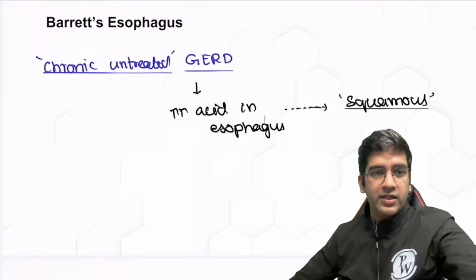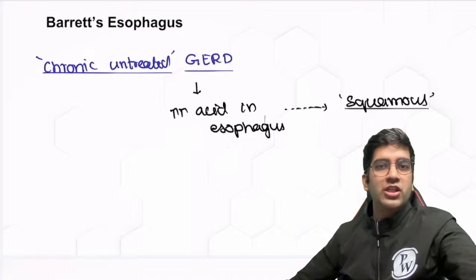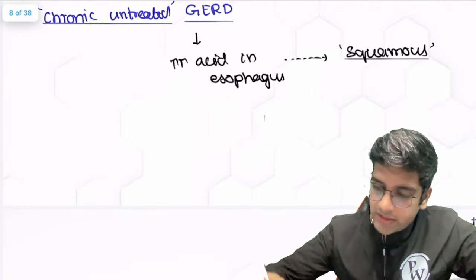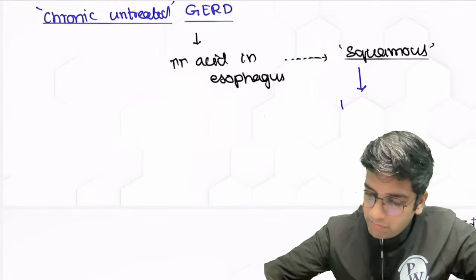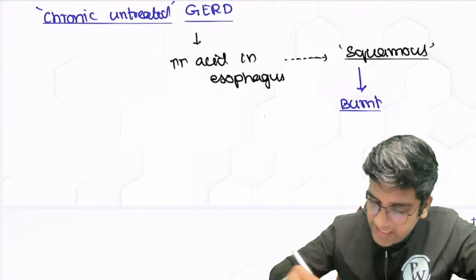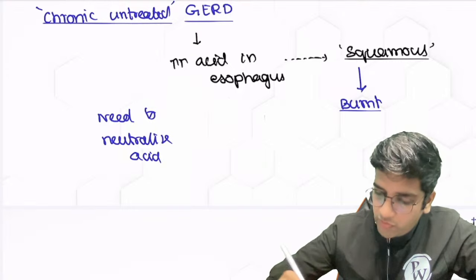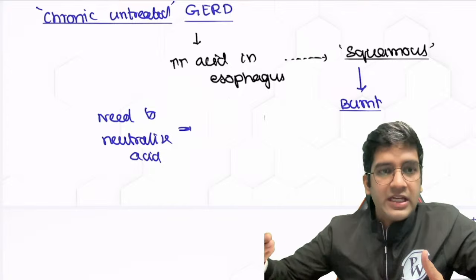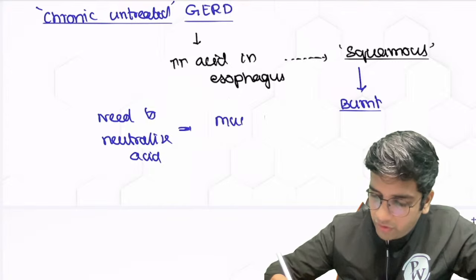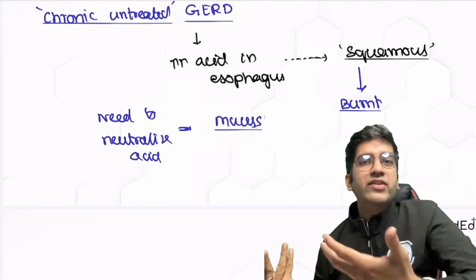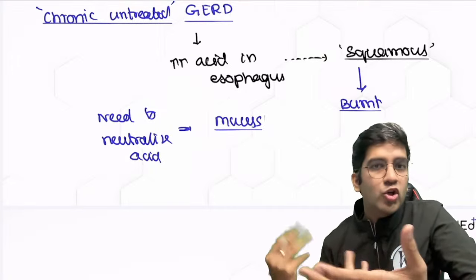The basic secretion is bicarbonate. Can anyone tell me what's a bicarbonate rich secretion in our body? It is obviously your intestinal secretion, right? So what happens here is the squamous epithelium of the esophagus will be burnt or injured. So there's a need to neutralize acid. For me to neutralize acid, you need a base, you need bicarbonate, you need mucus, right? There's a need for mucus, because once the mucus comes, it obviously will neutralize acid. So I can save the esophagus from getting burnt or injured in a chronic problem, right?